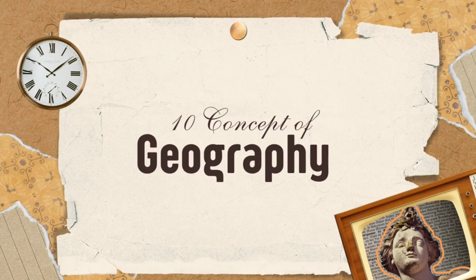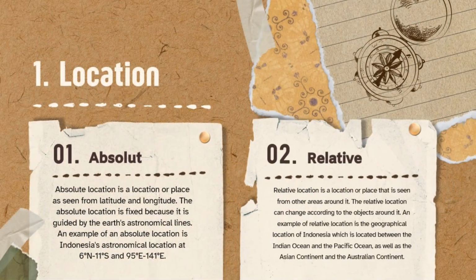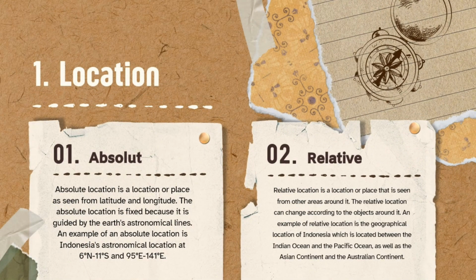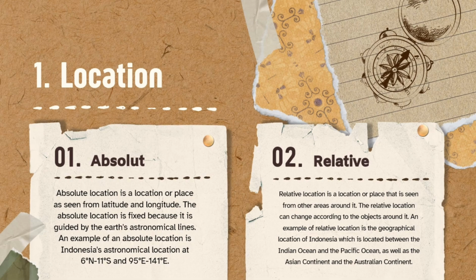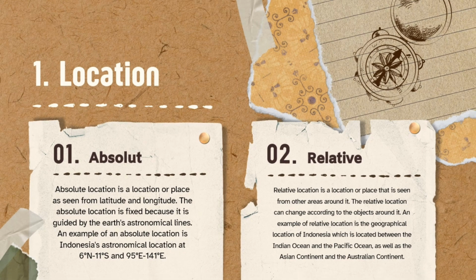Next, let's talk about the concepts of geography. There are 10 basic concepts of geography. That is location. The concept of location discusses the location or spatial position of certain objects on the Earth's surface. In general, location is divided into two, namely absolute location and relative location.